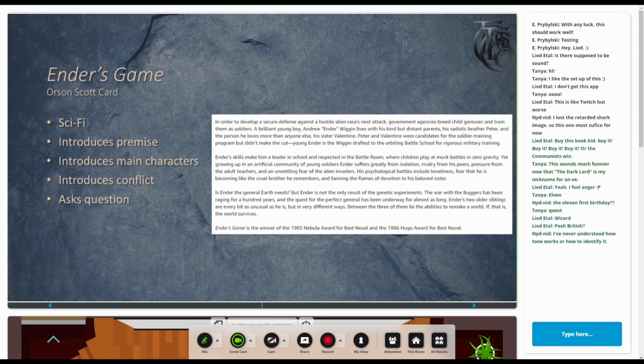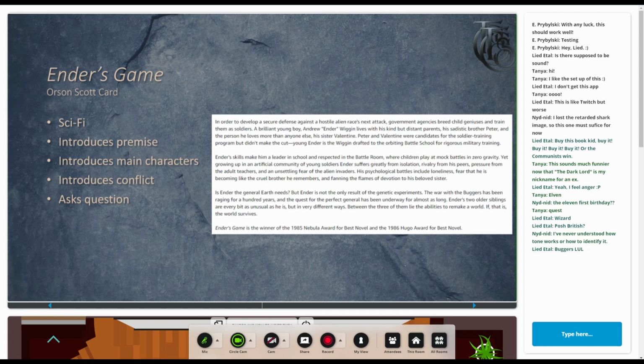The war with the buggers has been raging for 100 years, and the quest for the perfect general has been underway for almost as long. Ender's two older siblings are every bit as unusual as he is, but in very different ways. Between the three of them lie the abilities to remake a world, if, that is, the world survives.